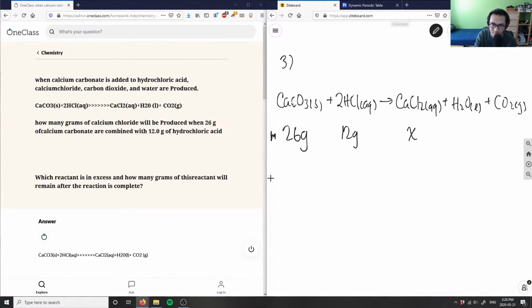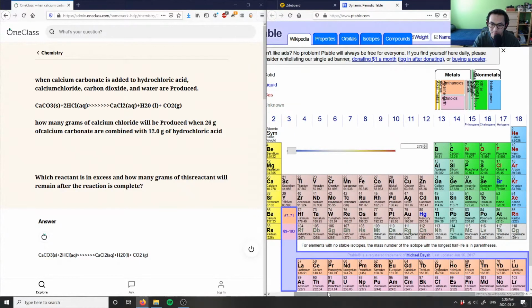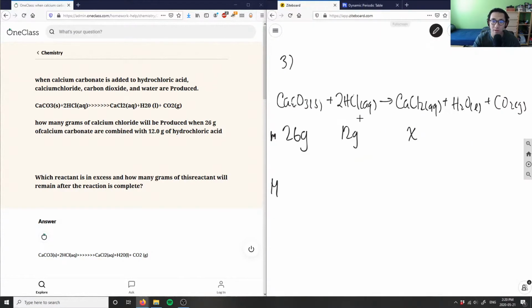Since I have mass, I'm going to have to find the moles of calcium carbonate and hydrochloric acid. So I'm going to find the molar mass. The molar mass of calcium carbonate is going to equal, let me write this down, Ca here is 40.078, and I have 1 calcium. I'm going to see if I can fit this all in a chart here. So 40.078 plus, I have 1 carbon, which is 12.011 for the molar mass.